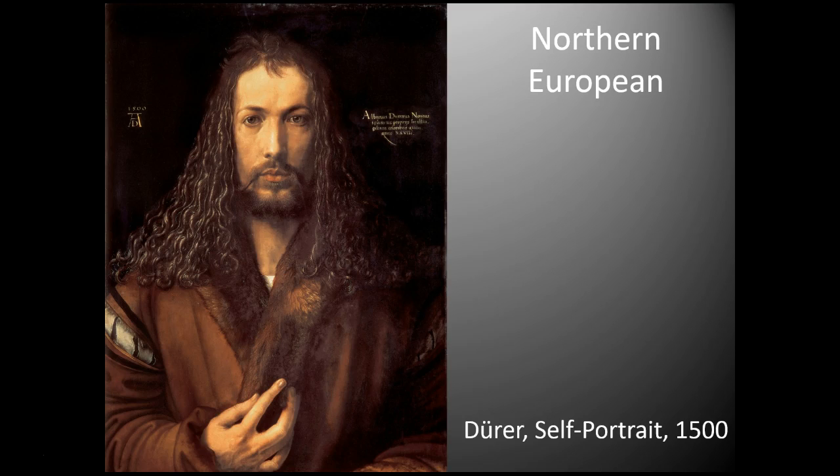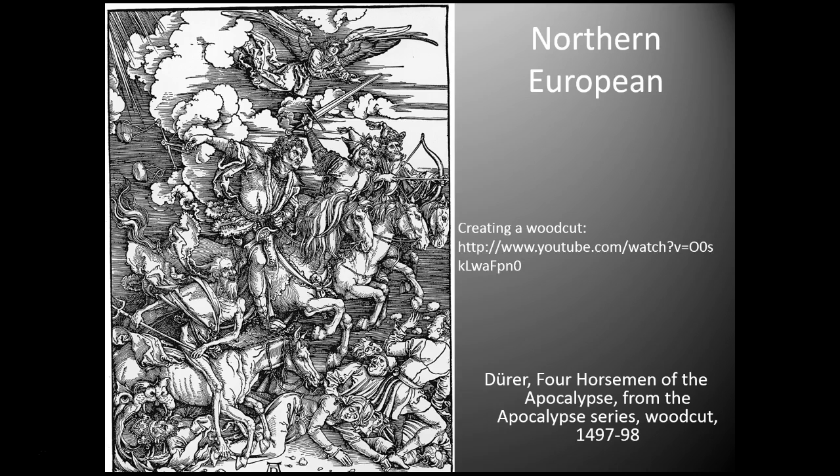We will be looking at some of Dürer's woodcuts, which he was very well known for. This is an example of one of his woodcut prints. It's entitled The Four Horsemen of the Apocalypse, and it was a series of woodcuts that he did between 1497 and 98.